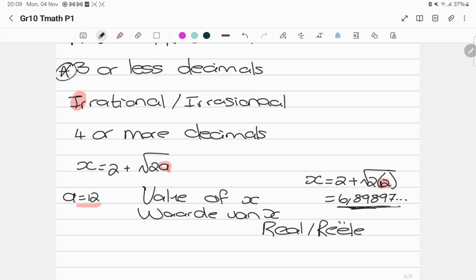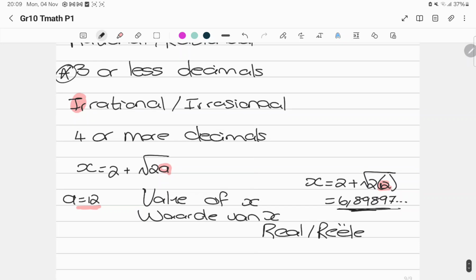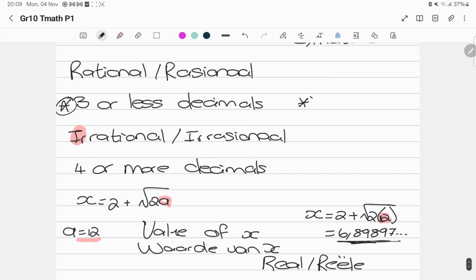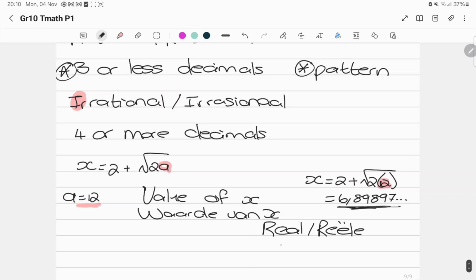Now comes my question. Is this rational or irrational? Well, firstly, there's more than 3 decimals. But then you must always check, because remember, if it has a pattern, so it's constantly repeating the same 2 digits or 3 digits, then it's a rational number. But there's no pattern here, meaning that this is going to be irrational.